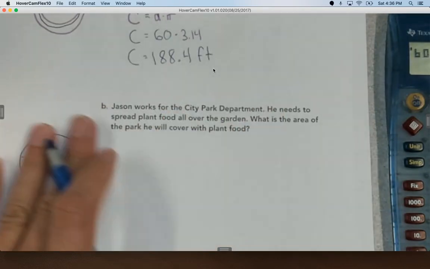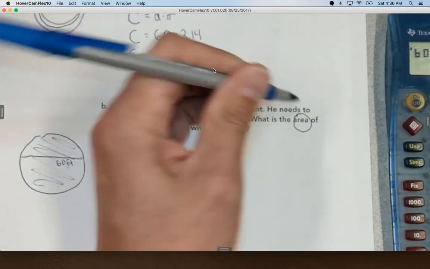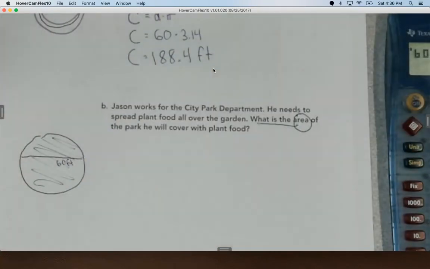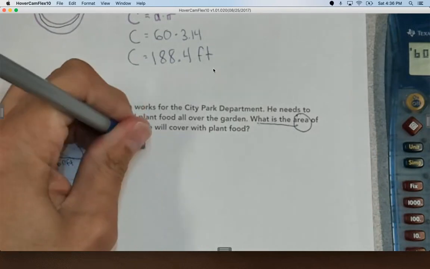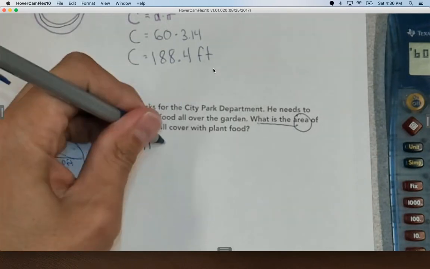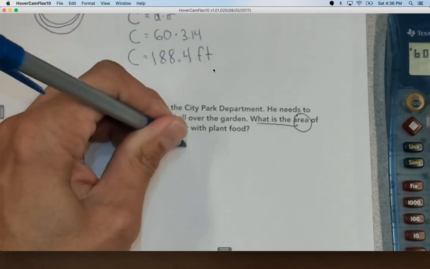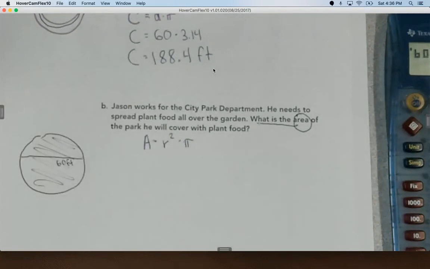They tell you what area you need to find of the park he will cover with plant food. Again, area, and I can look up here for the time being, but I should be knowing this, would be considered r squared times pi. You could also write pi times r squared because of the commutative property of multiplication, I can flip the numbers around, I still get the same answer.